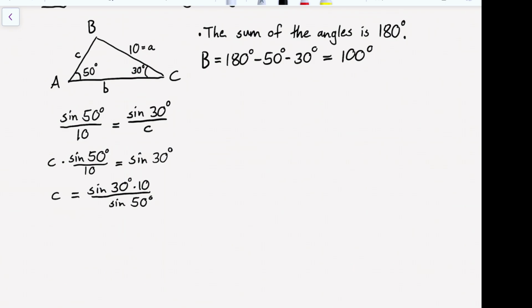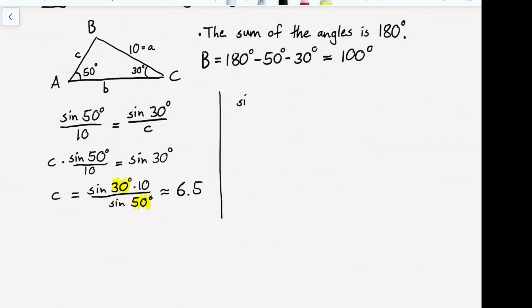Now, for this example, I do need a graphing calculator because I can give an exact value for sine of 30, that's equal to 1/2. I cannot give an exact value for sine of 50 degrees. So I'm using a graphing calculator here to get my answer, making sure the angle is in degree format, and I'm ending up with little c is approximately 6.5.